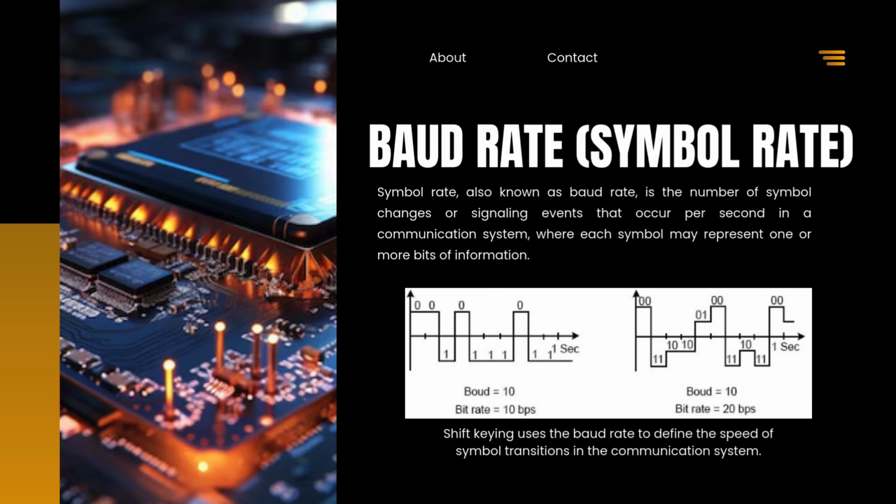Therefore, baud rate, also known as symbol rate, is the number of symbol changes per second in a communication system, where each symbol can represent one or more bits of information. Shift keying uses the baud rate to define the speed of symbol transitions in the communication system.